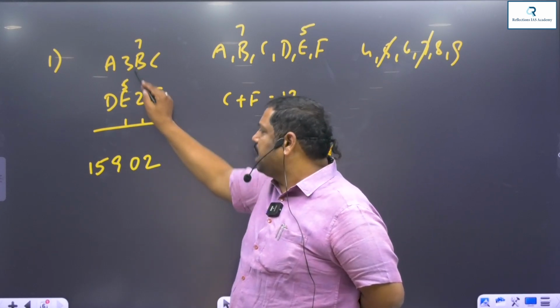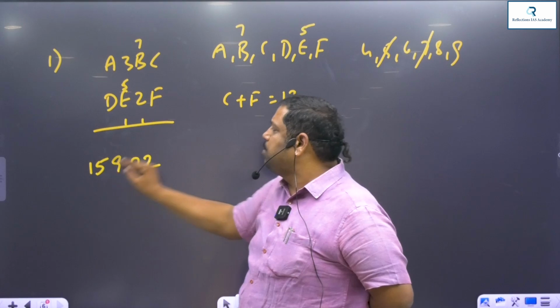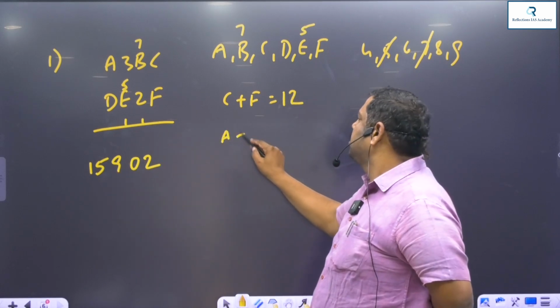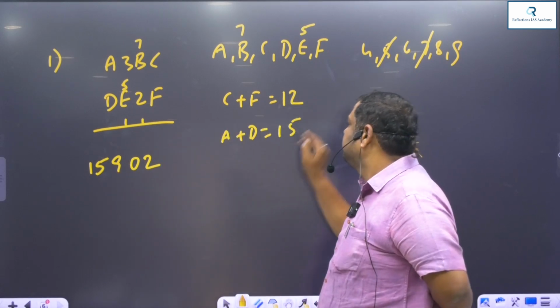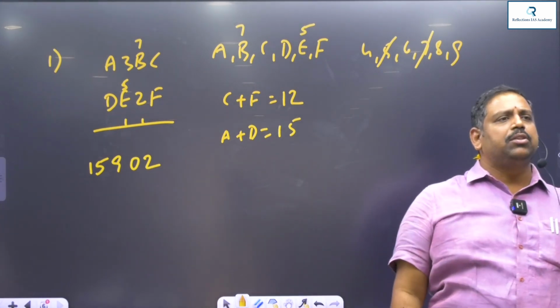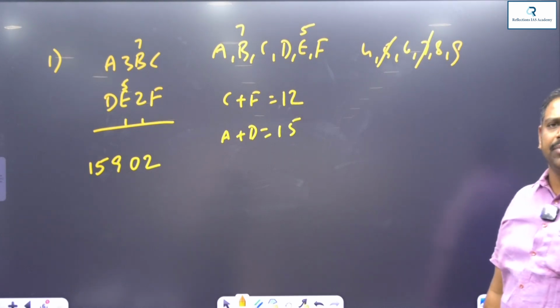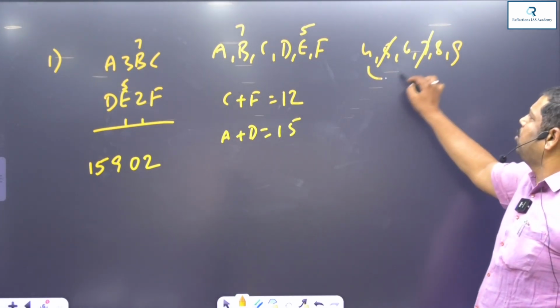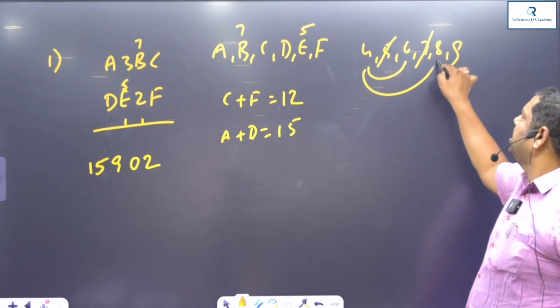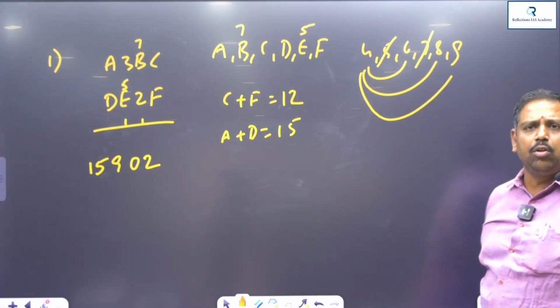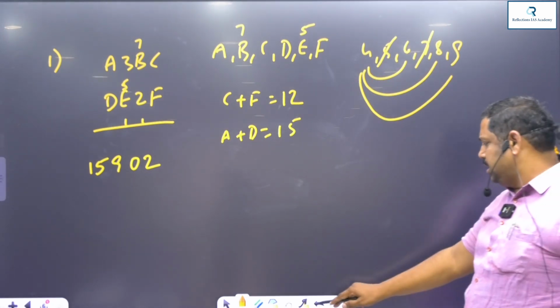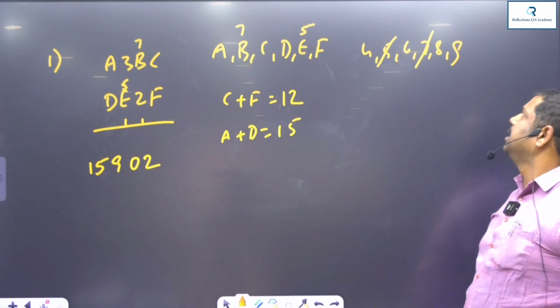Okay, next one. A plus D, no carry, right? So A plus D should be how much here? 15. A plus D is equal to 15. Good. Now observe where you can get 15, where you can get 12, you have to verify. To get 15, 4 and 6 not possible, 4 and 8 not possible, 4 and 9 not possible, right or wrong? That means those three are not A and D.